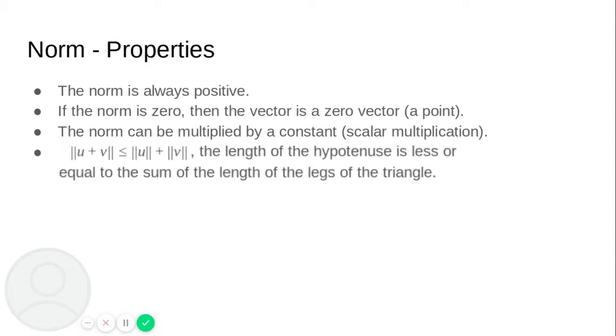Also, if you have the addition of two vectors, the norm of that would be less than or equal to the addition of the norms of the two vectors. So you can imagine this as the hypotenuse of a triangle would be the norm of the two vectors added, and then the legs would be the norms individually added. So we know that the hypotenuse is always less than or equal to the sum of the legs of the triangle in terms of length.